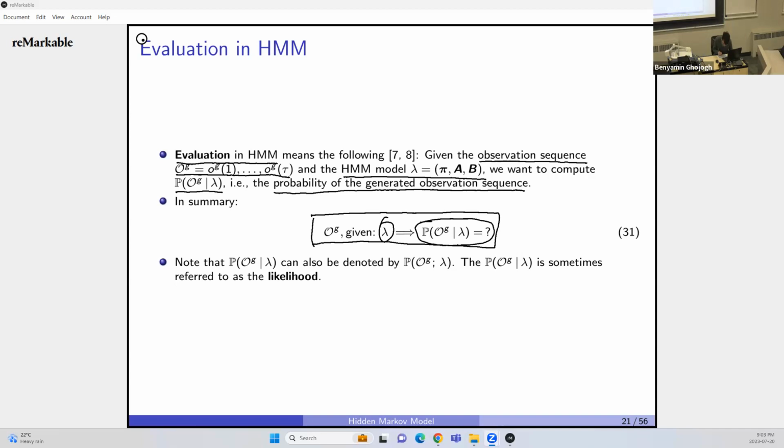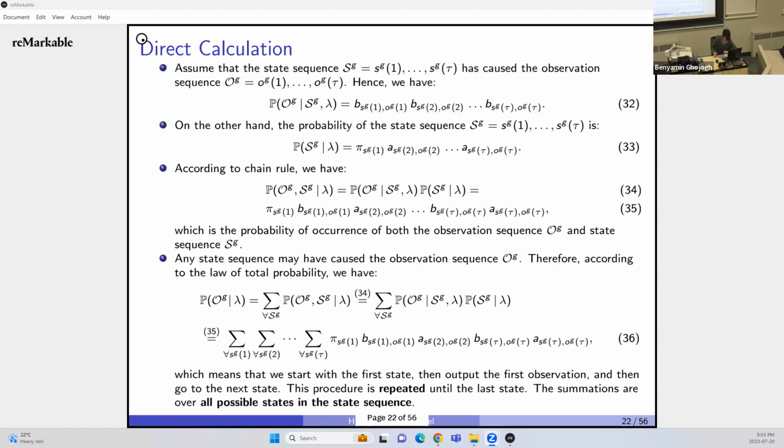We can also denote it by this. Denote this by this. Doesn't matter. This probability is sometimes referred to as likelihood. Okay, likelihood in HMM. Assume that the state sequence S1 to S tau has caused the observation sequence OG, right?